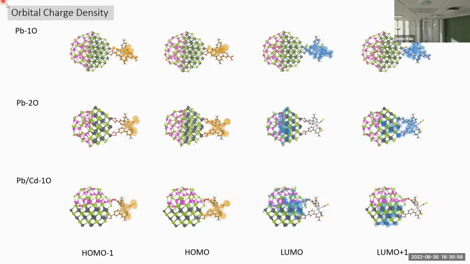And this one is for the lead 1O, lead 2O, and interface case. Again, we can see the charge density localized on the HOMO and LUMO for the lead 1O, and only on the QD surface for the LUMO in the lead 2O and interface case. And this one is for the +1.